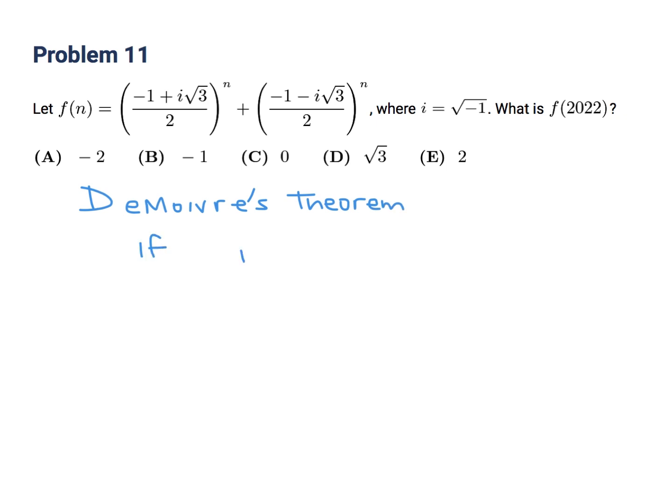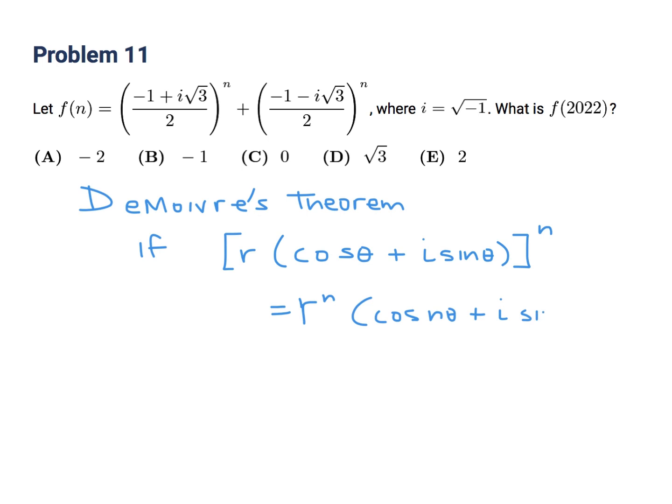I'll explain it. If you have a number or a coordinate of the form r(cos theta + i sine theta), and you raise it all to the nth power, it will be the equivalent of r to the power of n times (cos n theta + i sine n theta). So we are going to use this to figure this out.